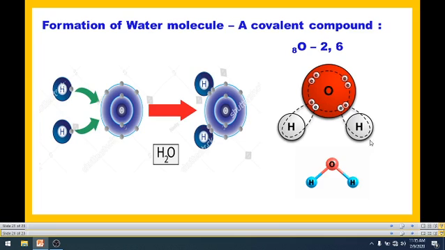So oxygen combines with 2 hydrogen atoms. One oxygen atom and one hydrogen atom share their electrons, and the shared electrons are common to both atoms. Now count the electrons: 2, 4, 6, 8. So oxygen has 8 electrons in its outermost shell by sharing electrons with hydrogen. This is how water is formed. The water molecule is a covalent compound because sharing of electrons takes place between hydrogen and oxygen.